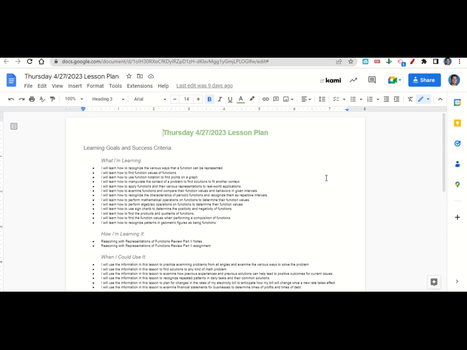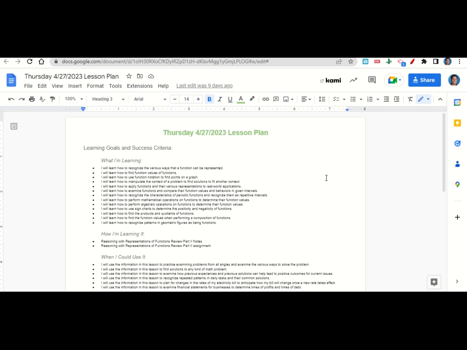to examine functions and compare their function values and behaviors in given intervals, to recognize the characteristics of periodic functions and recognize them as repetitive intervals, to perform mathematical operations on functions to determine their function values, to perform algebraic operations on functions to determine their function values, to use sign charts to determine the positivity and negativity of functions, to find the products and quotients of functions, to find the function values when performing a composition of functions, and to recognize patterns in geometric figures as being functions.